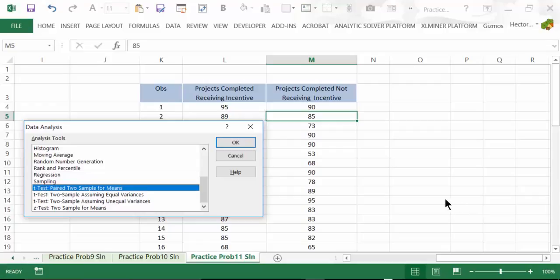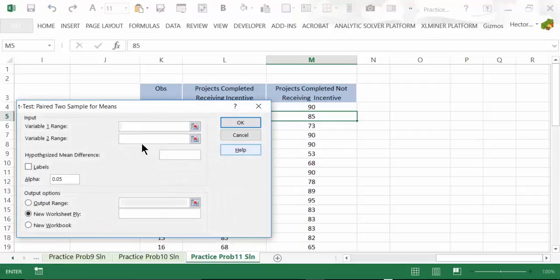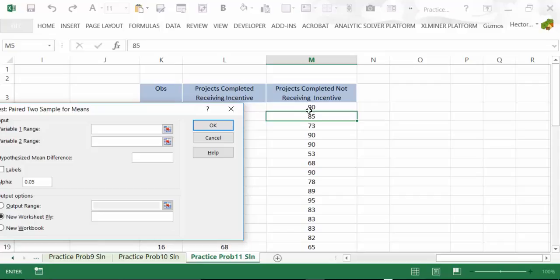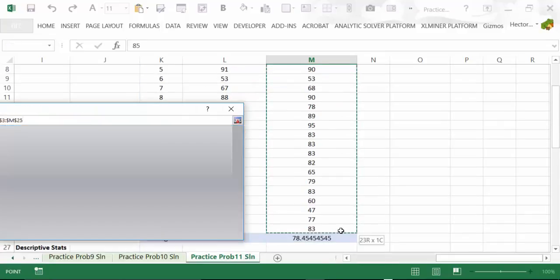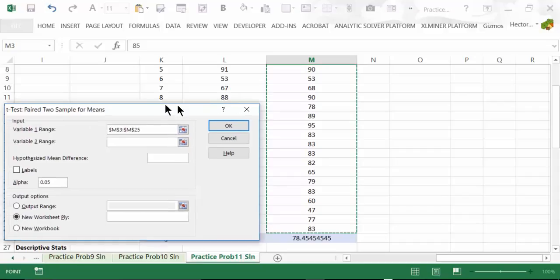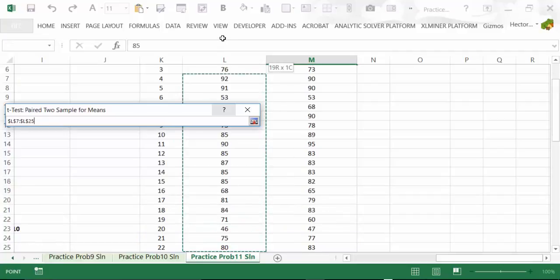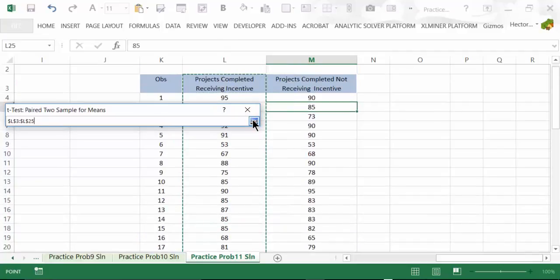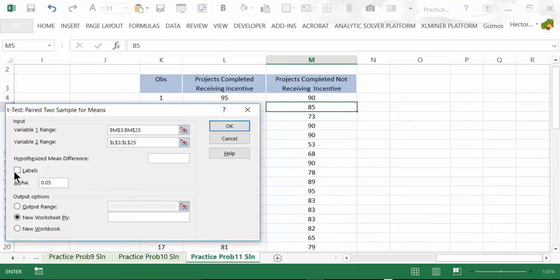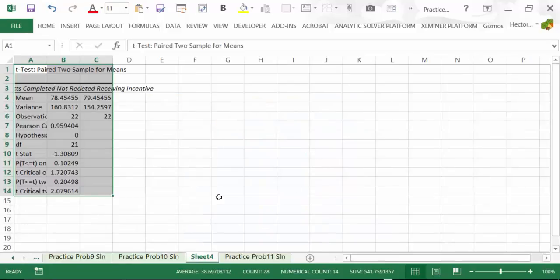I go to OK, and it asks, what's variable range 1? I'm going to grab this as variable range 1. Then I'm going to grab variable range 2, which is the after condition here. And I'm going to say there are labels there. The hypothesized difference we hypothesize is 0. If you put nothing in there, it'll assume 0. Let's see what the results of the test are.